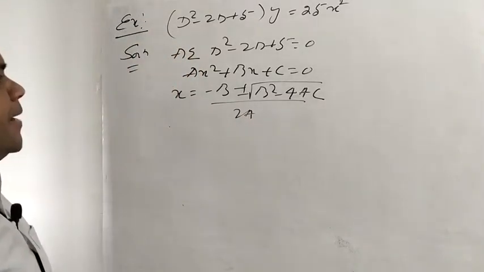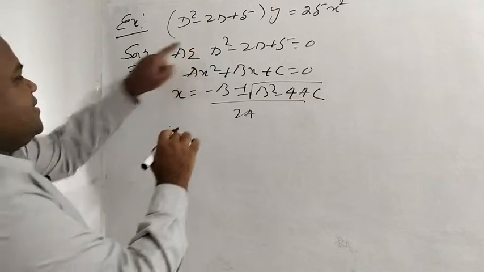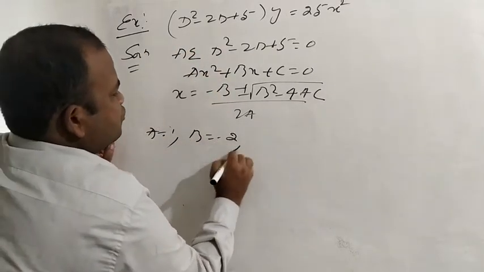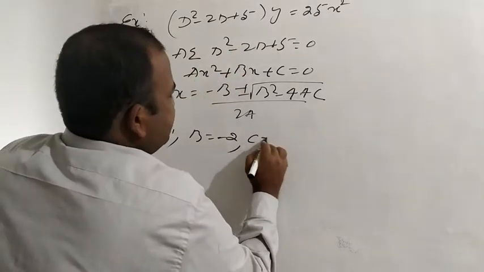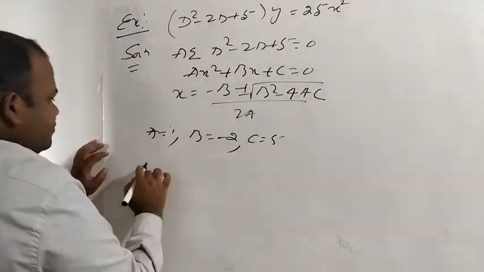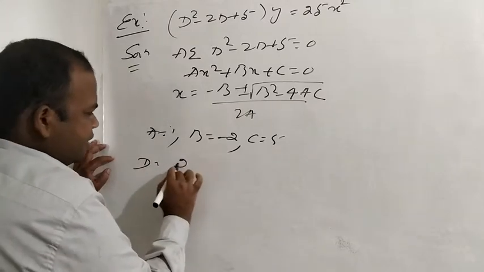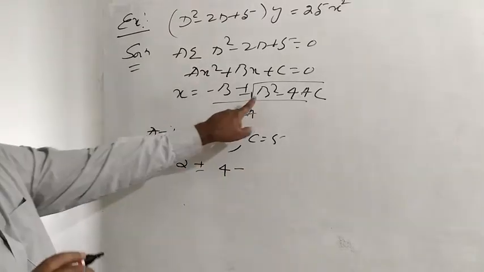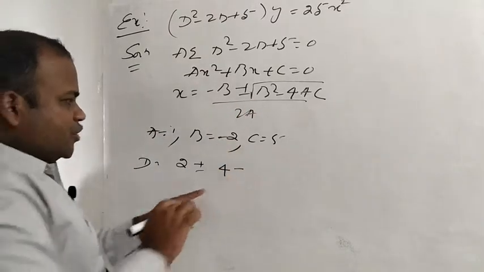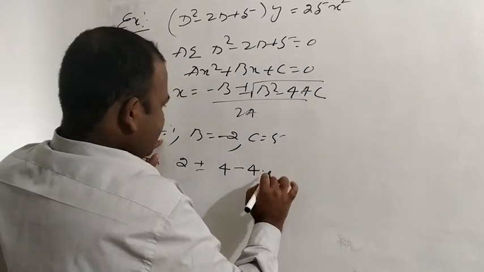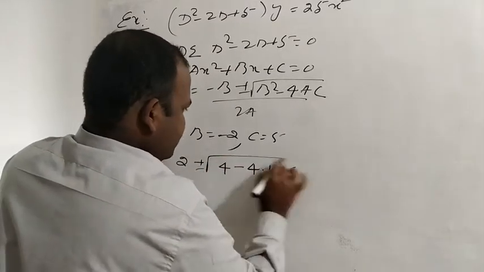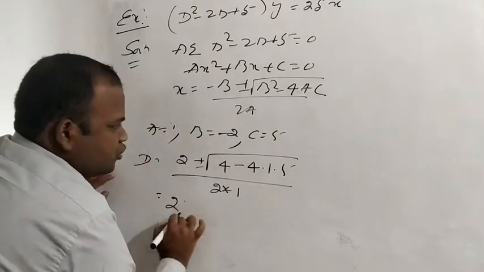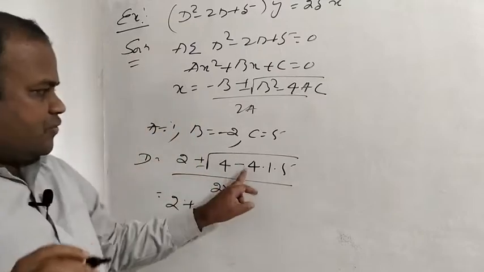You will find the value of a, b and c. So what is the value of a here? a equals 1. What is the value of b? b equals minus 2. And what is the value of c? c equals 5. Then d equals minus b plus or minus the root of b square, which is 2 square 4, minus 4a, meaning 1, c meaning 5, under root, upon 2 into 1. So this is 2 plus or minus root of 4 minus 20.